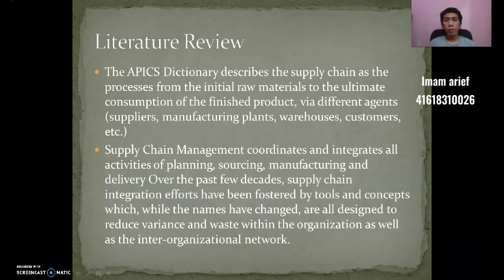Literature review. The APICS Dictionary describes the supply chain as the process from the initial raw materials to the ultimate consumption of the finished product via different agents: suppliers, manufacturing plants, warehouses, customers, etc. Supply chain management coordinates and integrates all activities of planning, sourcing, manufacturing, and delivery. Over the past few decades, supply chain integration efforts have been fostered by tools and concepts which, while the names have changed, are all designed to reduce variance and waste within the organization as well as the inter-organizational network.